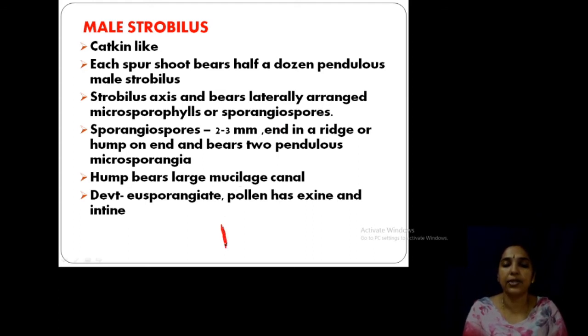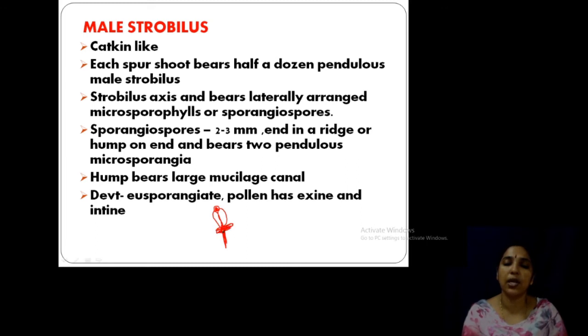See, it is the axis. In the axis you can see the two microsporangia and a hump here. So, this is the arrangement: a ridge or hump on the end bearing two pendulous microsporangia. Sometimes this appears like this, and this is the basal structure.